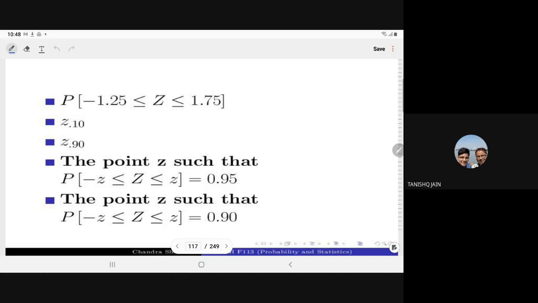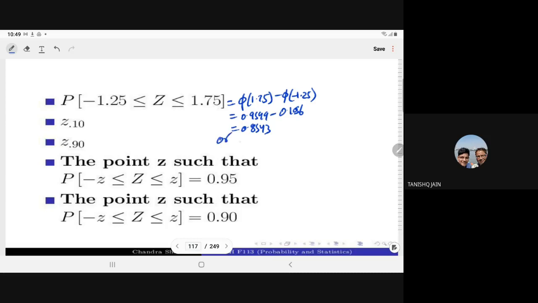If you have to determine the value of this, it can be written as phi of 1.75 minus phi of minus 1.25. If you see the table, its table value will be 0.9599 minus 0.1056. So it will come 0.8543, right?